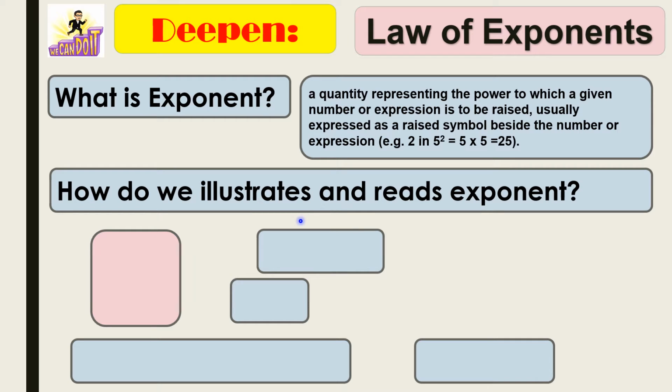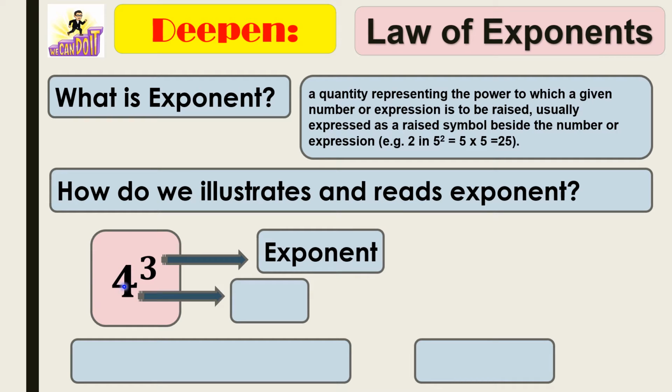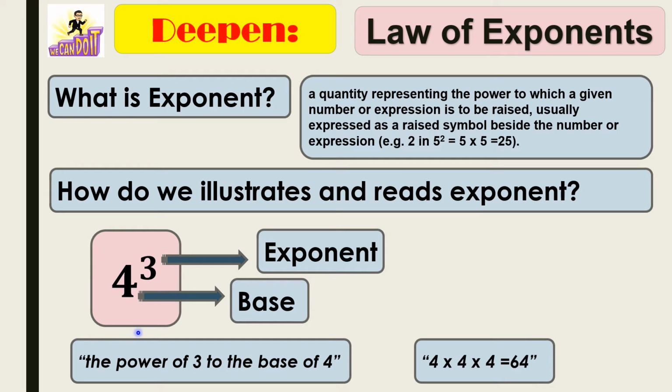So how do we illustrate and read an exponent? First, as we see, this is an exponent. The 3 there is the exponent and the 4 there is what you call the base. How do we read this? The power of 3 to the base of 4, or just 4 raised to 3. It is equivalent to 4 times 4 times 4, which equals 64.